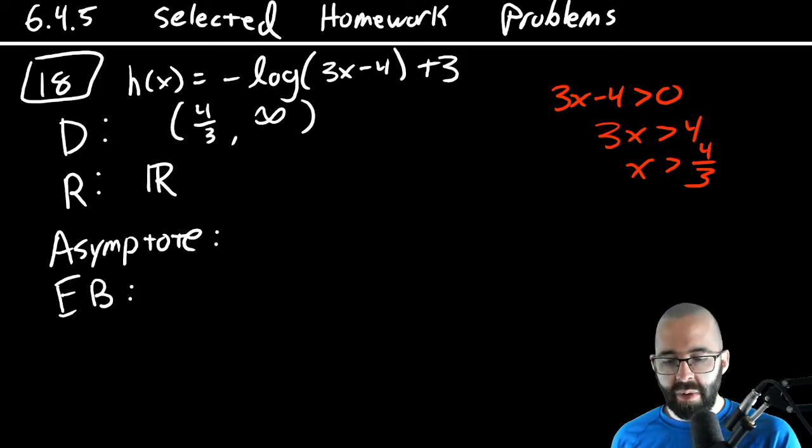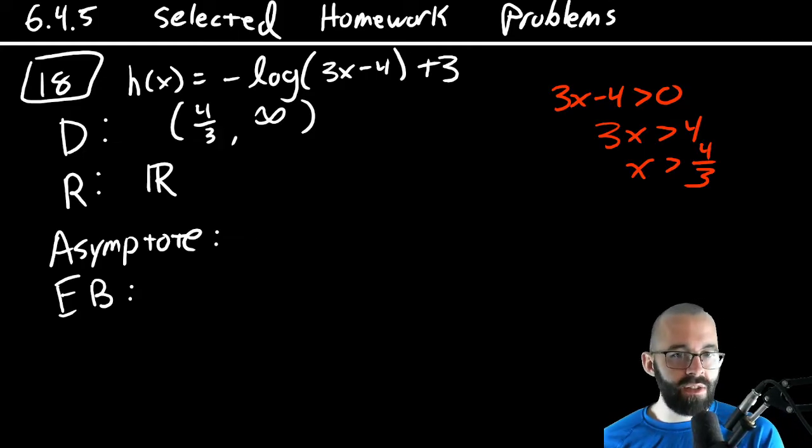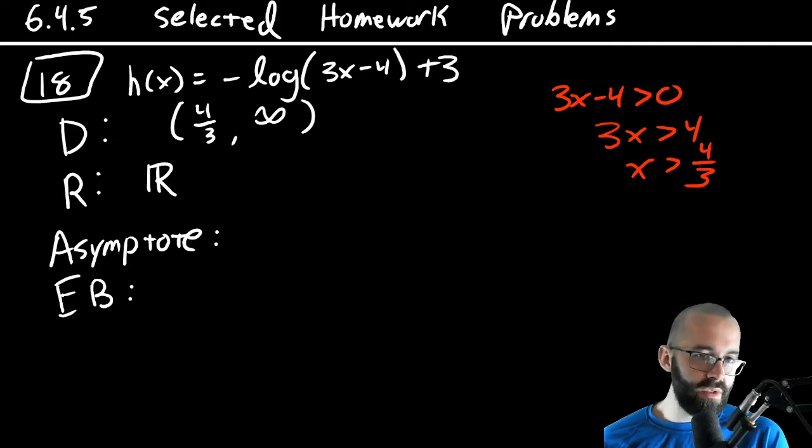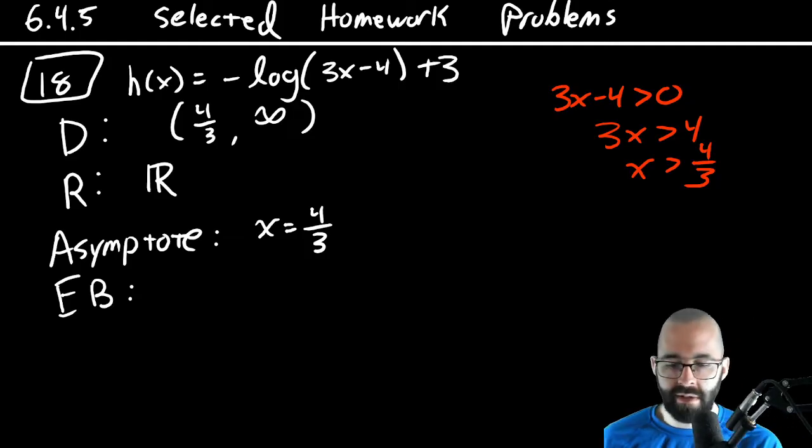The asymptote is always at the edge of the domain. Just like in exponential functions, the asymptote was always at the edge of the range. If it's at the edge of the range, it's y equals. If it's at the edge of the domain, it's x equals. It's a vertical line. The equation of a vertical line is also x equals.